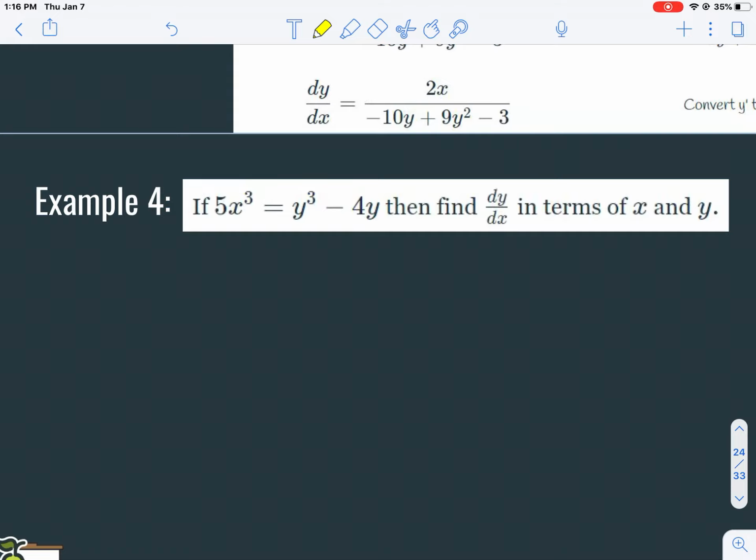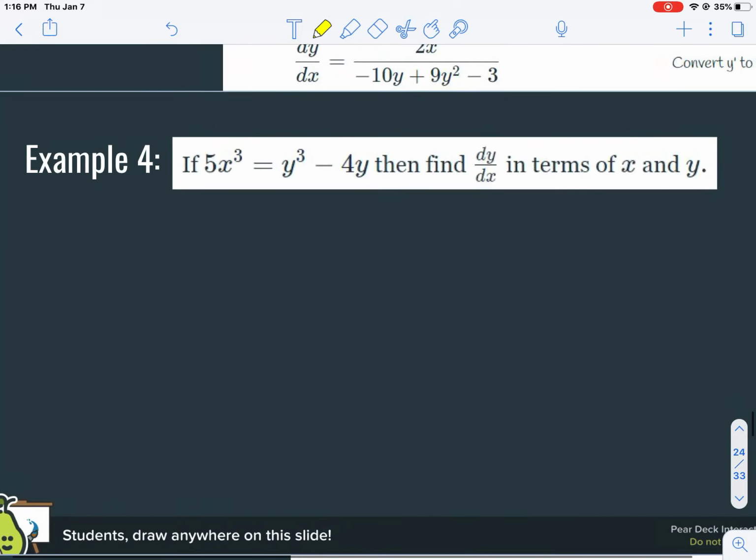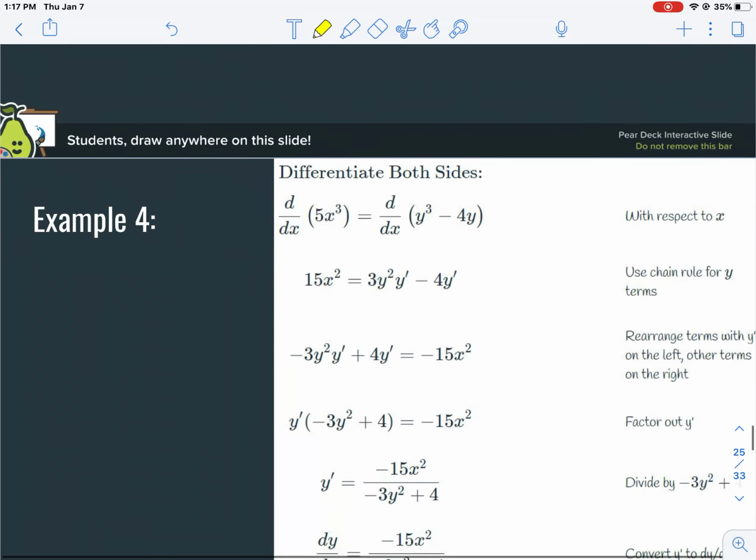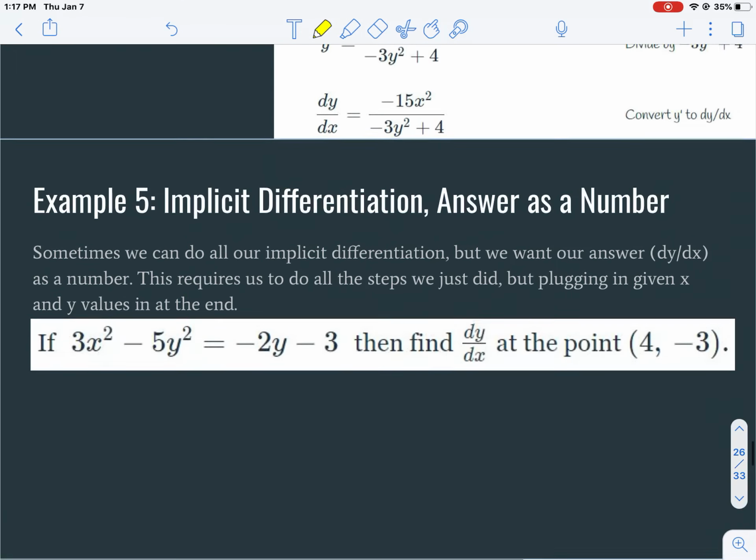Maybe I'll have you solve for dy dx. So, yeah, you can do this one on paper and put it in the Ed puzzle. Oh, and there's the answer. Okay, well, never mind. There's the answer, so I don't have to worry about it.